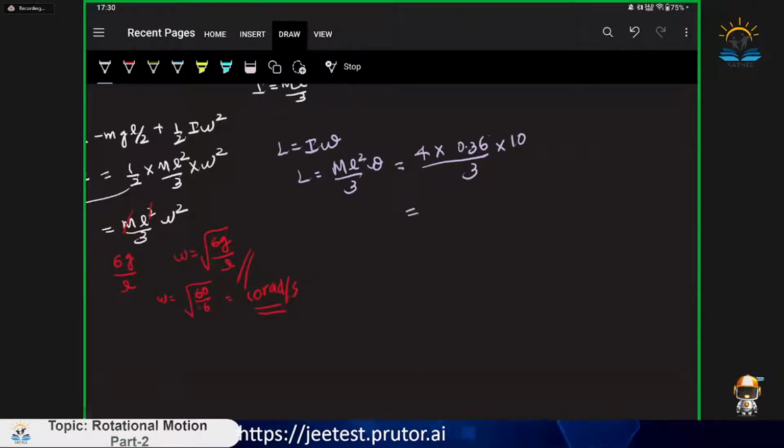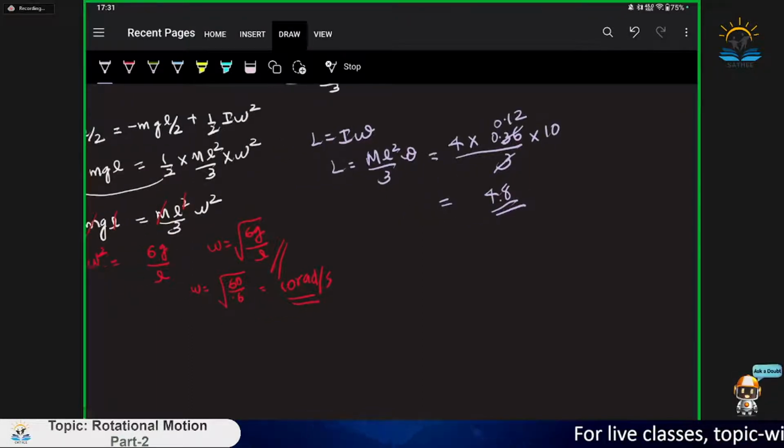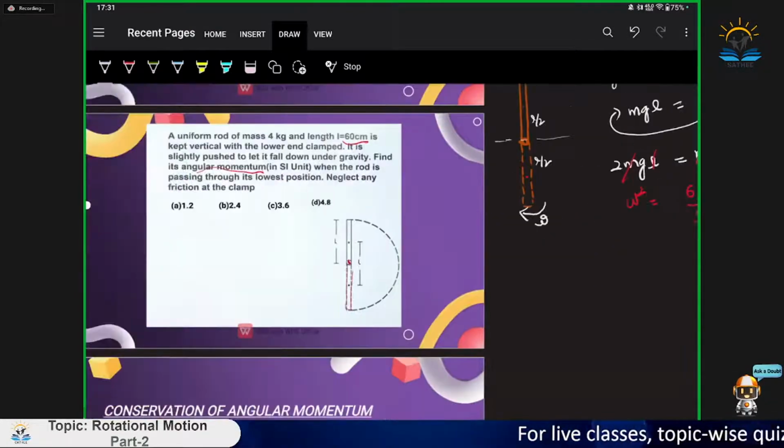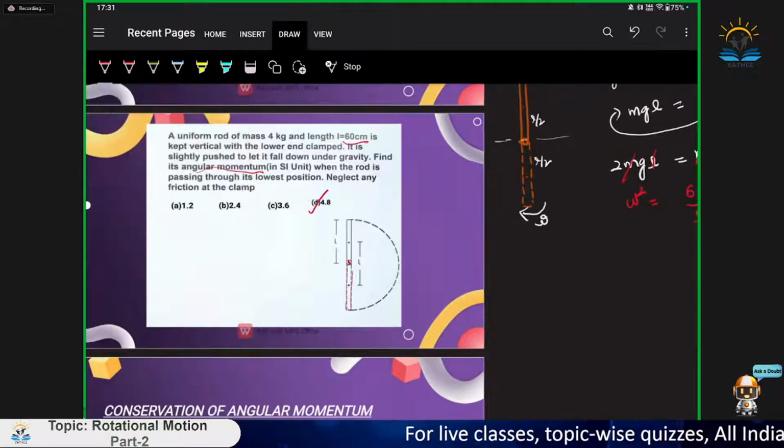So we can cut 0.36, and it will be 0.12. So 4 into 12, how much? 48 into 10. Okay, so 4.8. So L will be 4.8. So which option is the correct option? Yeah, option D is the correct option. Next.